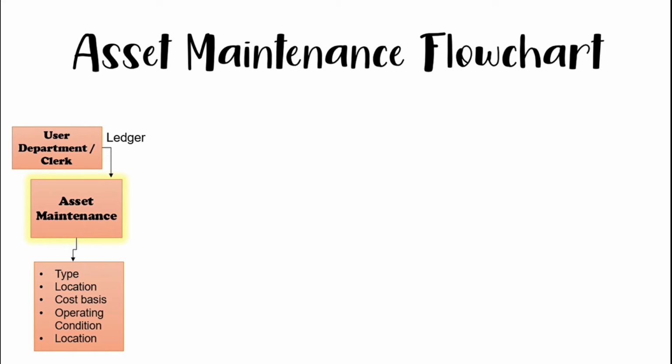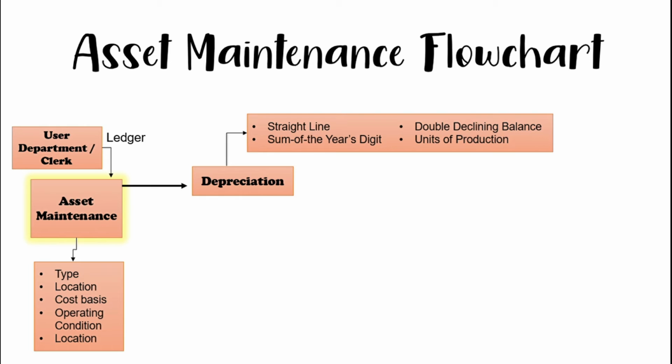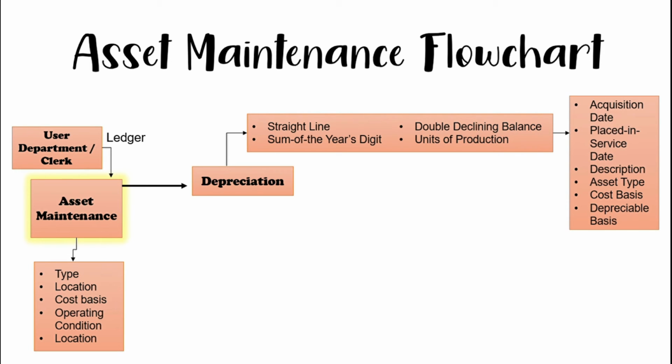After the clerk has listed those, he then prepares a depreciation schedule. Common depreciation methods include straight line, sum of the year's digits, double declining balance, and units of production. Most of the information needed to set up the asset for depreciation is available at the time the invoice is entered. Information entered at this stage includes acquisition date, placed in service date, description, asset type, cost basis, depreciable basis, etc.